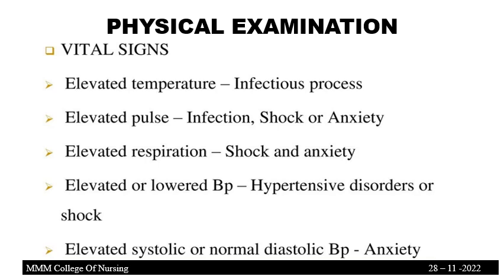Next is the physical examination. You have to do vital signs: temperature, pulse, respiration, and elevated BP or lowered BP. So in order to rule out infectious process or infection or shock, anxiety, hypertensive disorder, you have to correctly check the vital signs. Elevated systolic with normal diastolic BP is because of anxiety.